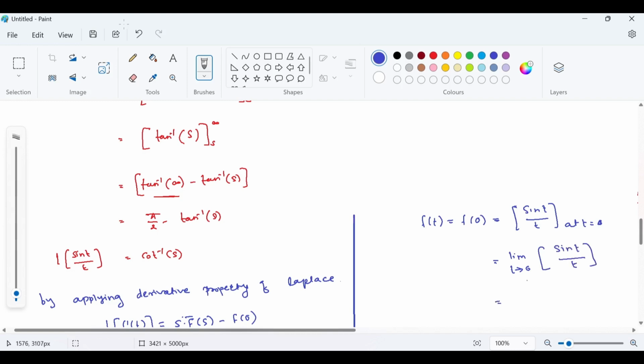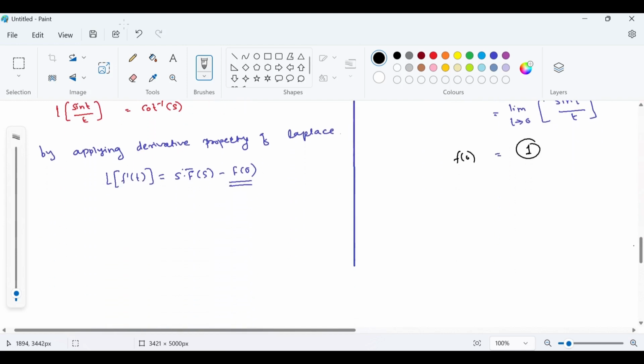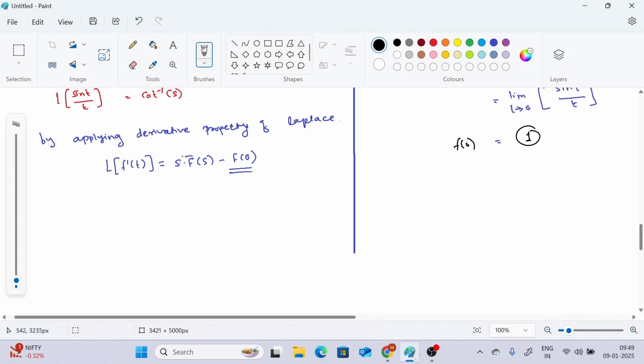And we have one standard formula for this: limit x tends to 0, sin x upon x is 1. This is the standard value which we have. So sin t upon t will be 1, so f of 0 will be 1. Right? We have found f of 0 now.